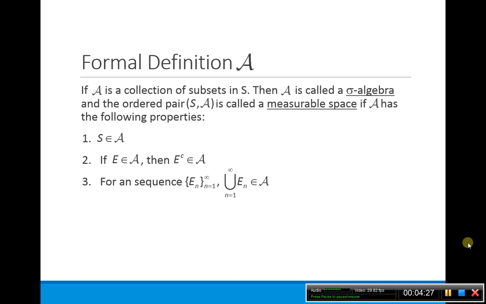Okay, so the formal definition of script A. Again, we said it was a collection of subsets in S, and it's called a sigma algebra, and the ordered pair, the sample space with the script A, is called a measurable space. Here our sample space is an element of our script A. If any event is in our script A, then the complement is also in script A. And if you have a sequence of events in script A, then their union is also in script A.